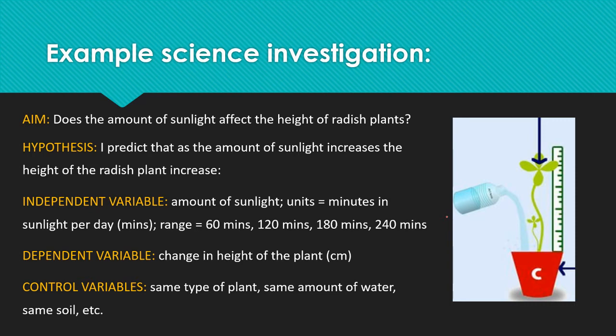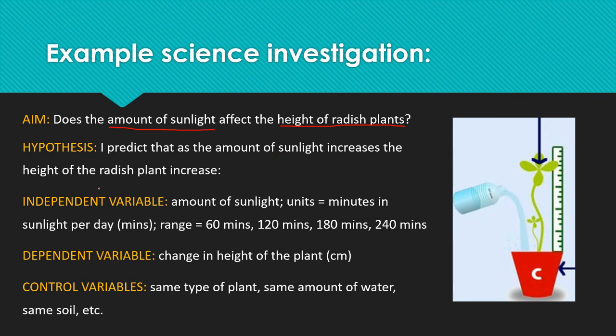So we're going to do a practice investigation for our biology internal, and then we'll do other science investigations. So we've got our aim. In this example, does the amount of sunlight affect the height of radish plants? In our aim, the amount of sunlight is the thing that is being changed, so that's the independent variable. And the height of the radish plants is the dependent variable.